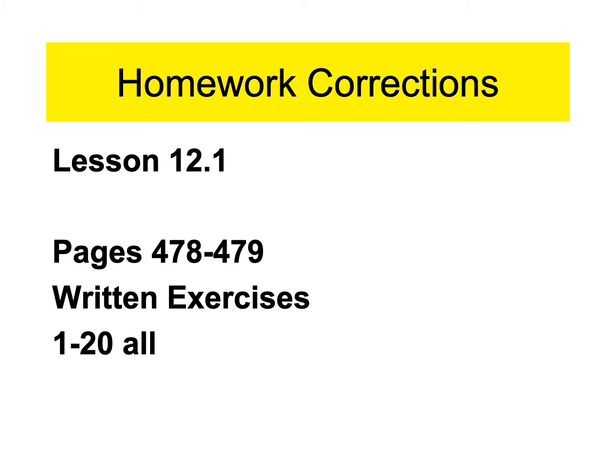Number 18, lateral area is 360, total area 468, and volume is 540. Number 19, lateral area is 252. Total area, that can't be right. Hold on. Oh, okay, I see it. Lateral area is 252. Total area is 372. And volume is 420. All right, that makes sense. And the last one, lateral area is 480. Total area is 536. And the volume is 560.